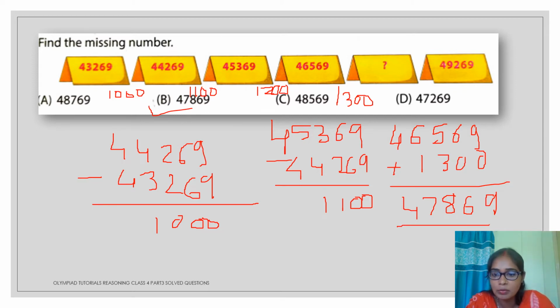Now, if you add 1400 to this number, because we know the difference keeps increasing by 100, then you're going to get 49,269. So here your answer will be option B, 47,869.